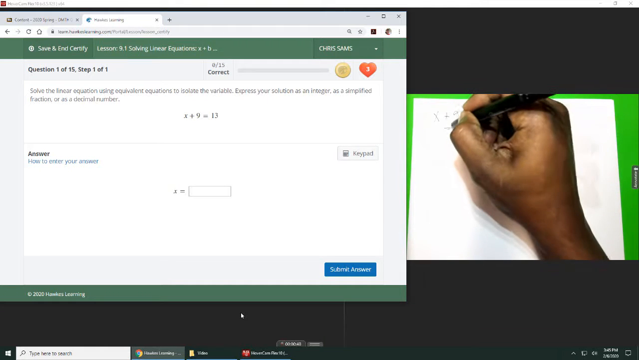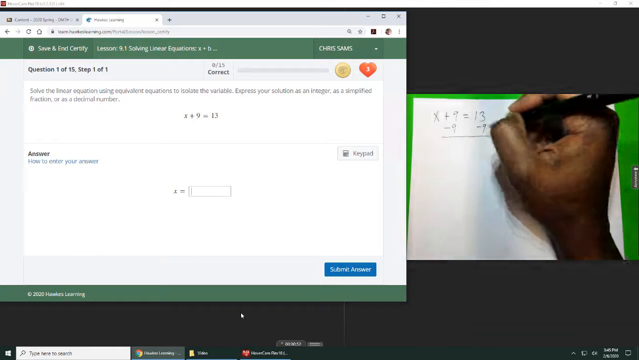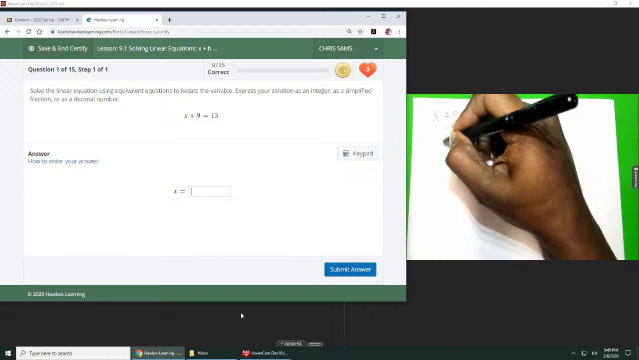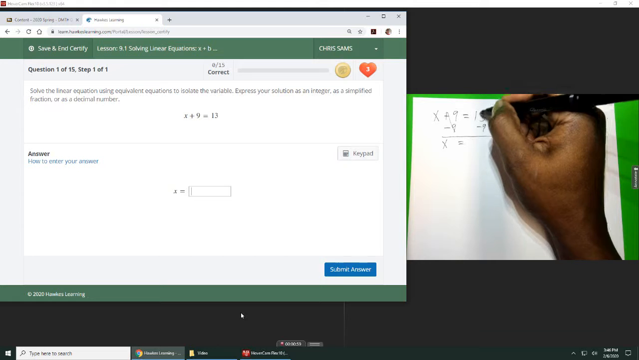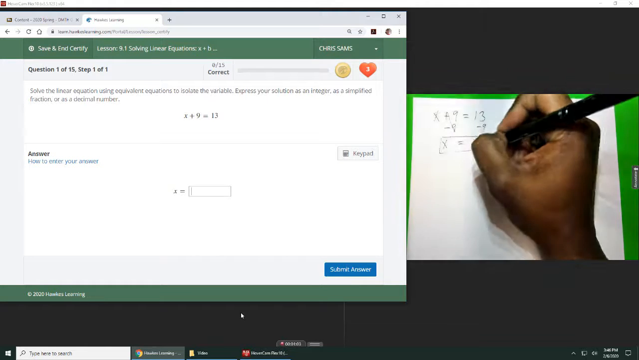So we're going to subtract 9 from both sides of the equal sign. And positive 9 and negative 9 cancel out to be 0. So on this left side, we're left with x. Bring down the equal sign. And now we just do 13 minus 9. And we can see that x is equal to 4.